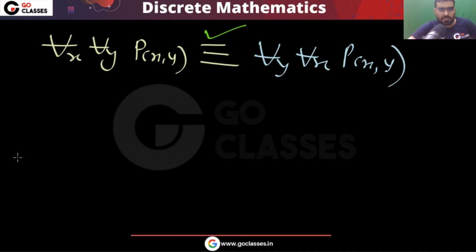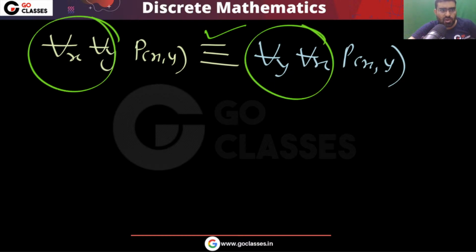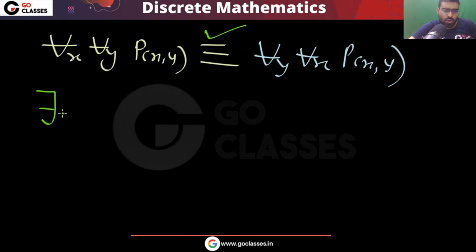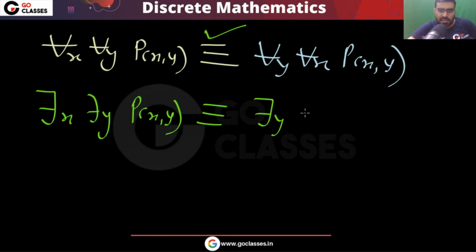Okay, this is correct. So with two universal quantifiers, you can change their order. The order does not matter if you have two universal quantifiers. Similarly, if you have two existential quantifiers, the order does not matter. If you have this, it will be the same as there exists y, there exists x, pxy. So if you have two existential quantifiers, then also the order does not matter. Very simple.